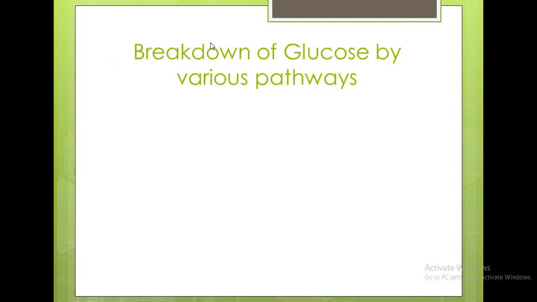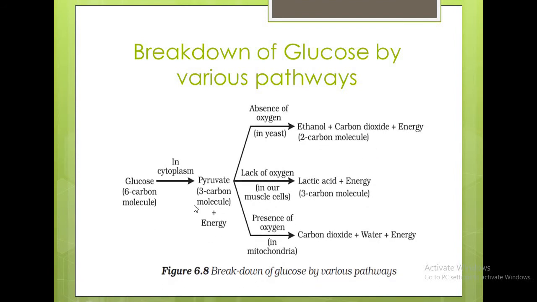So if you look at this picture, the breakdown of glucose by various pathways, this picture is given in your book also. You can watch it carefully. It's given on page number 102. You can see here glucose, which has 6 carbon molecules, and this process takes place in the cytoplasm. It is converted to pyruvate, which means 3 carbon molecules plus energy. And you can see here, in the presence of oxygen, it takes place in the mitochondria, and carbon dioxide, water and energy are released. And these two are totally different.